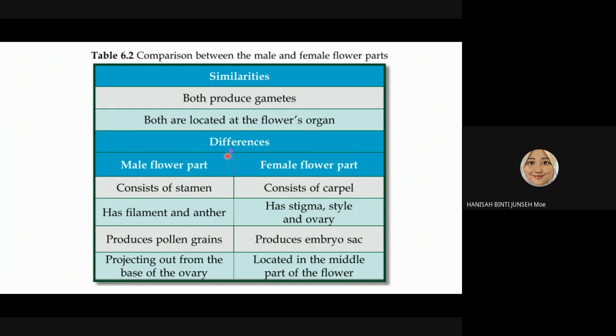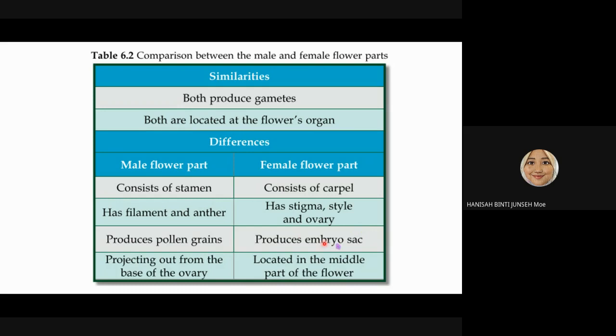All right. So for the differences, the male flower part consists of the stamen, and the female consists of the carpel. The male has a filament and anther. Of course, the female has a stigma, style, and ovary. The male flower part produces pollen grains, while the female flower part produces the embryo sac.